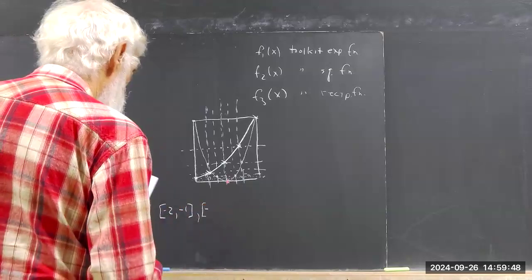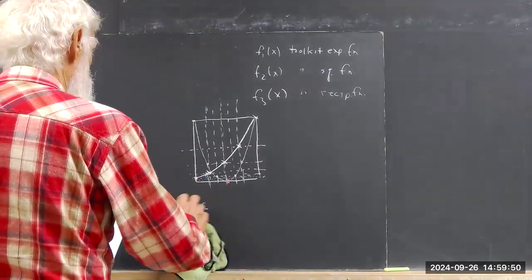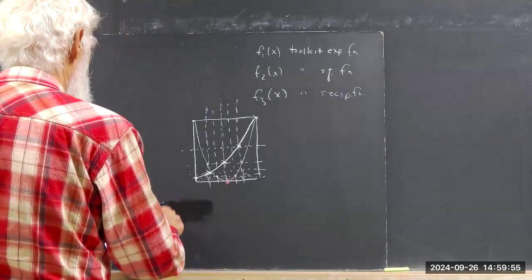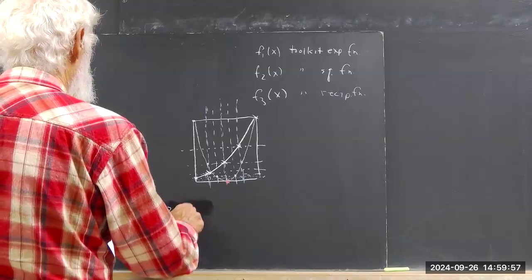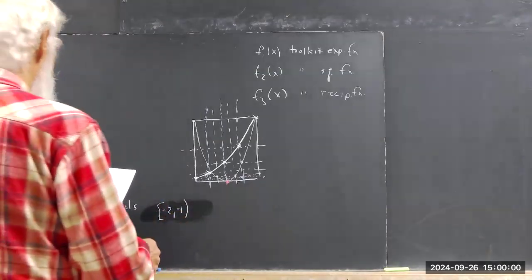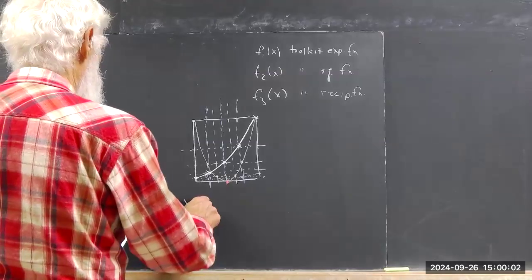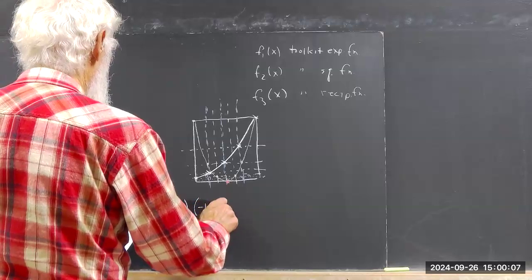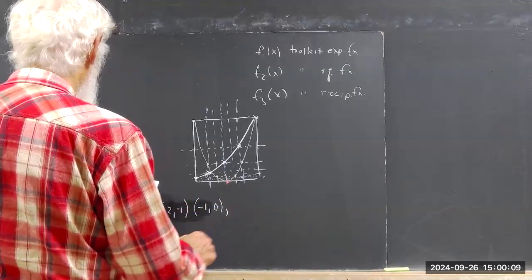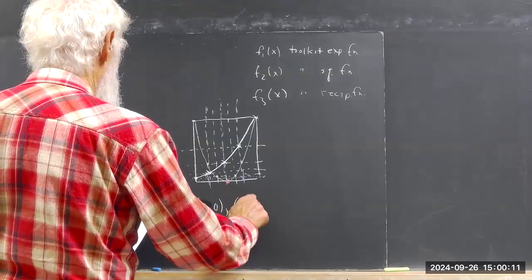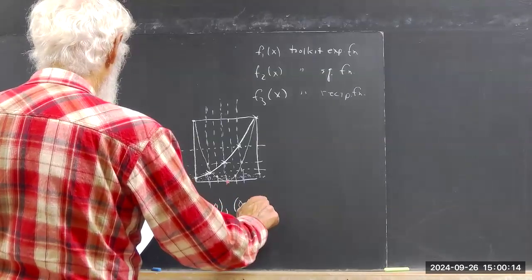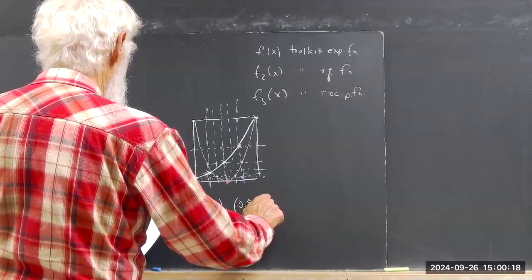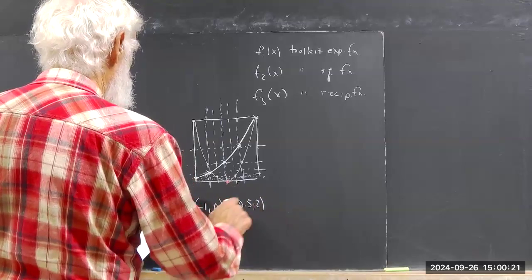And look more closely at the paper. Okay, let's do it right. It's -2, -1, it's open. And then the next one is -1, 0. It is open. And the next one is 0.5, 2. It's open, this end is closed.